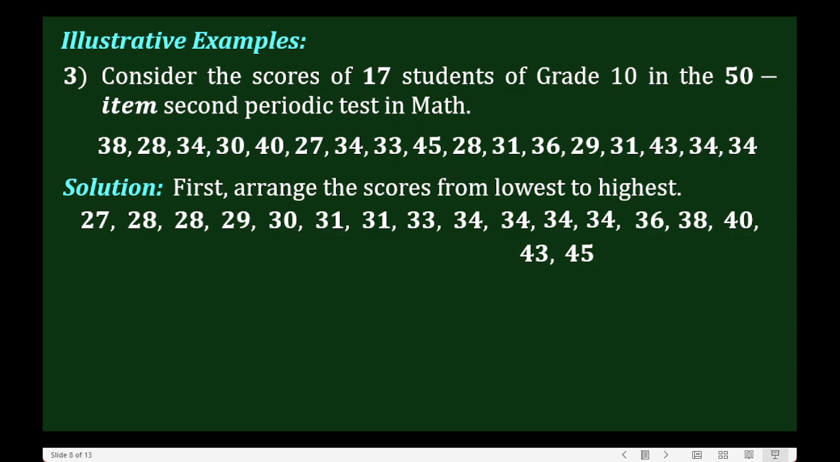its median, and that is found on the ninth position. So let us count from 27 up to the ninth position. 1, 2, 3, 4, 5, 6, 7, 8, 9. So the ninth position happens to be 34. And this is your median or Q sub 2.